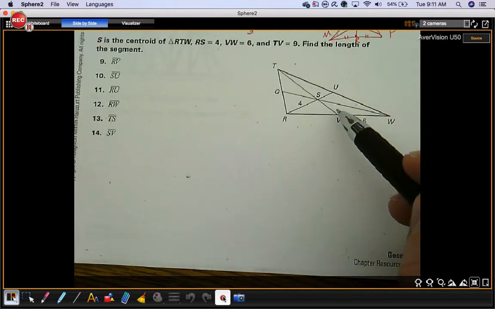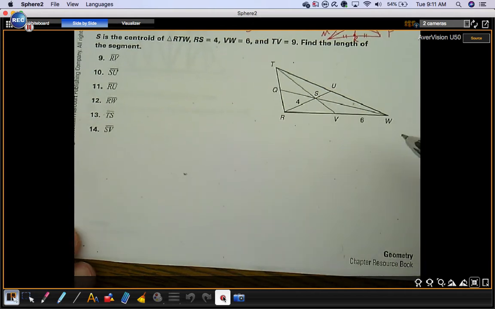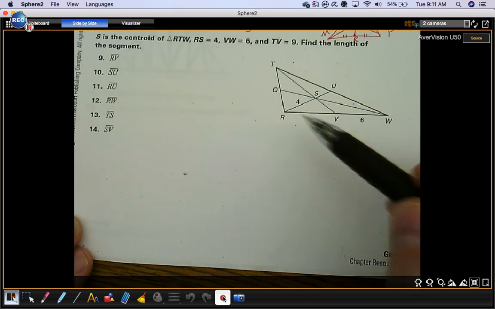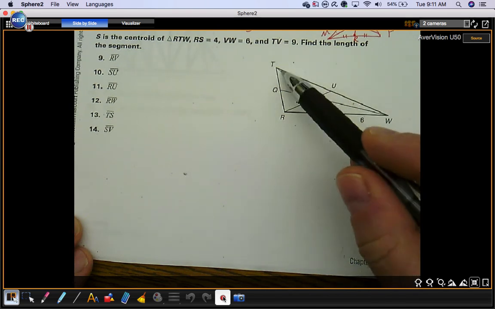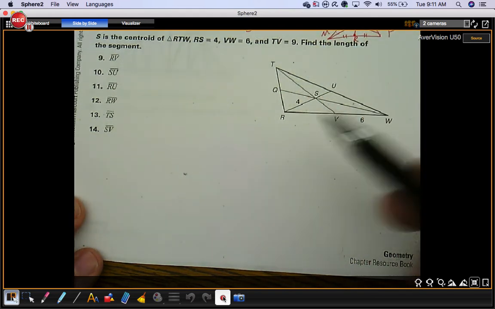9 through 14, we're going to use this picture. S is the centroid of triangle RTW. R to S is 4, V to W is 6, T to V, they didn't put it on here because it'd be really confusing to look at. That whole thing is 9. Find the length of each segment.